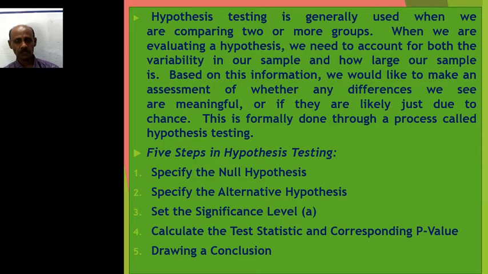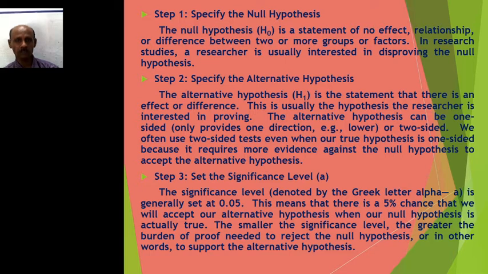The first step is specifying the null hypothesis. Second is specifying the alternative hypothesis. Third one is set the significance level alpha. Fourth one, calculate the test statistic and corresponding p-value. And the fifth step is drawing a conclusion. Let us go one by one. First one, step 1, specify the null hypothesis.